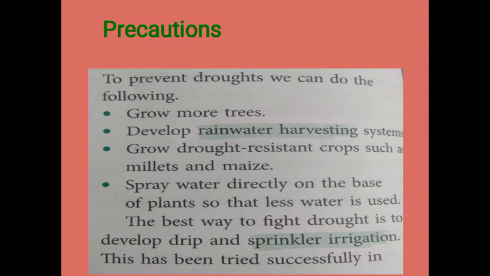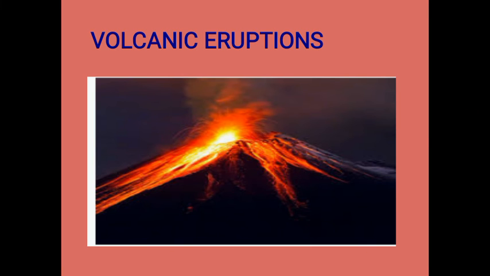That has been used in these places to preserve water. Now next, our natural disaster is volcanic eruptions. Look here, volcanic eruption. A volcano is an opening on the earth's surface through which hot molten materials from inside the earth erupt. That which comes out suddenly from inside the earth is called a volcano.